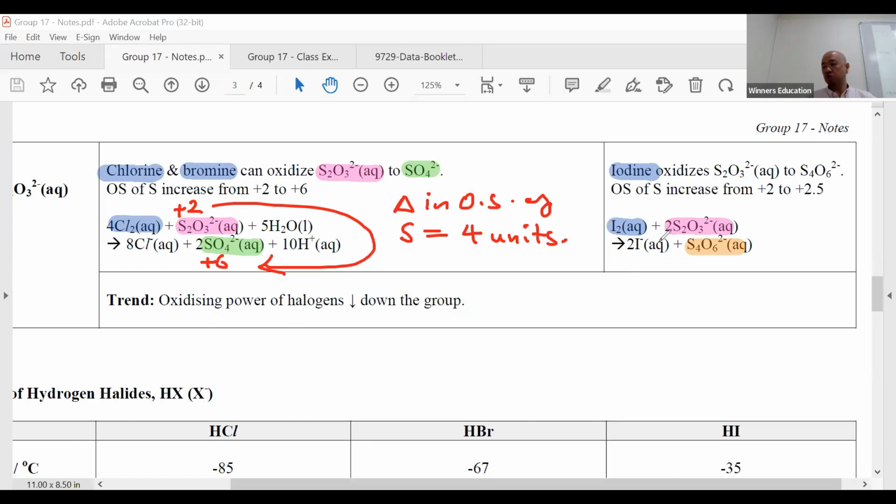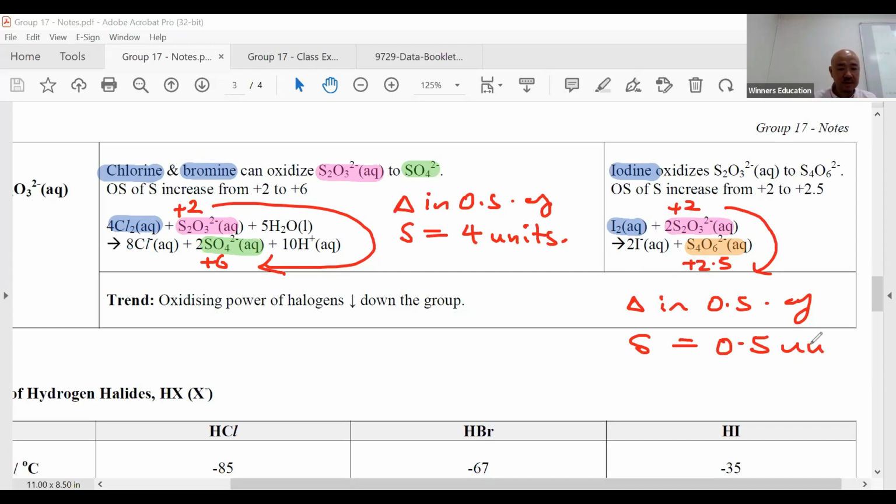Whereas iodine goes through a different chemical reaction and gives you a different product. The oxidation state increased from +2 here to +2.5 here. And therefore, write the same statement. This time, it only increased 0.5 units. Ladies and gentlemen, that proved to me that chlorine and bromine are stronger oxidizing agents. I.e., in group 17, the oxidizing ability, the oxidizing strength, the oxidizing power decreases. Full stop. Usually 3 marks to 4 marks because you're writing equations. And it's full marks.